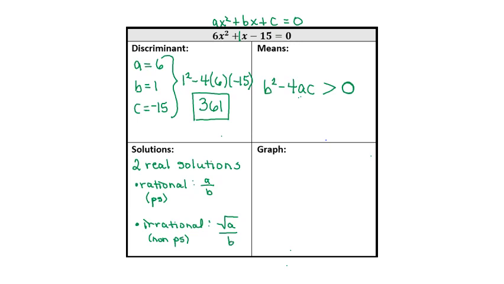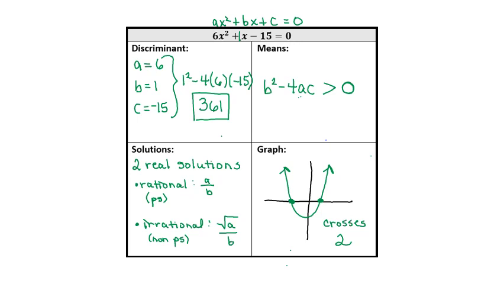And so what does this look like on the graph? Well, what this looks like on the graph is that if you have two real solutions, it's going to cross the x-axis twice. So that's really important to know right there, is that it's going to cross twice.